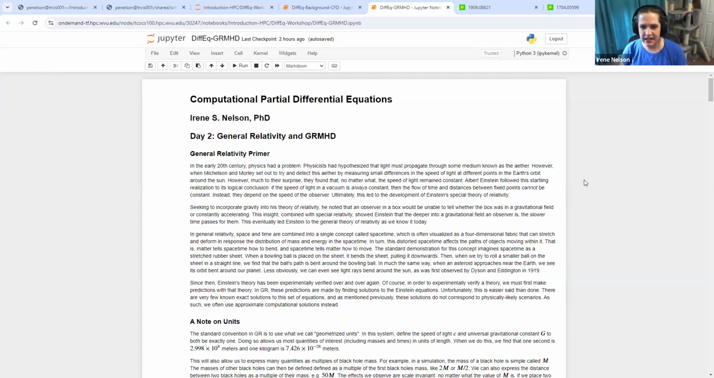Albert Einstein followed this realization to its logical conclusion, which led us to the startling idea that if the speed of light in a vacuum is always constant, then the flow of time and the distances between points that were thought to be fixed cannot remain constant, and instead they depend on the speed that the observer is traveling, which leads us to the theory of special relativity, so named because it's a special case of the later general theory of relativity. The names are a little bit out of order in time, but that's neither here nor there.